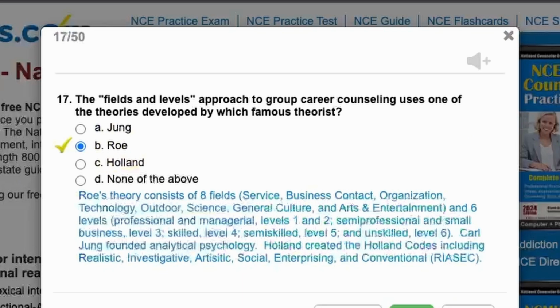B. Rowe's theory consists of 8 fields: service, business, contact, organization, technology, outdoor, science, general culture, and arts and entertainment, and 6 levels: professional and managerial, levels 1 and 2, semi-professional and small business, level 3, skilled, level 4, semi-skilled, level 5, and unskilled, level 6. Carl Jung founded analytical psychology. Holland created the Holland codes, including realistic, investigative, artistic, social, enterprising, and conventional.